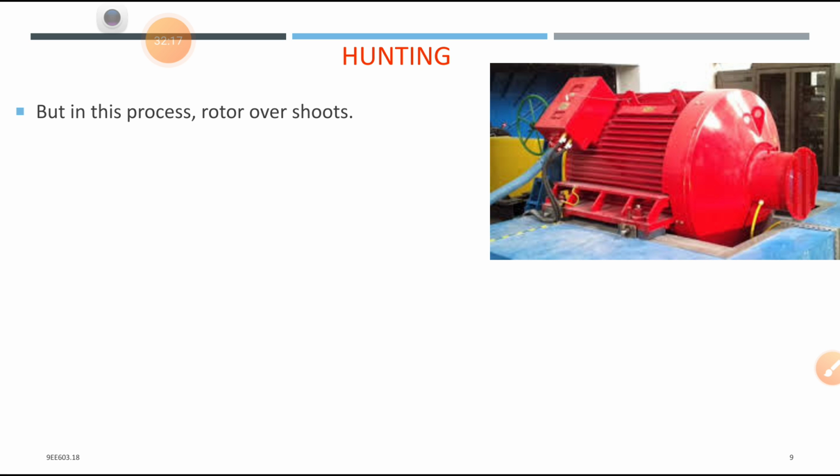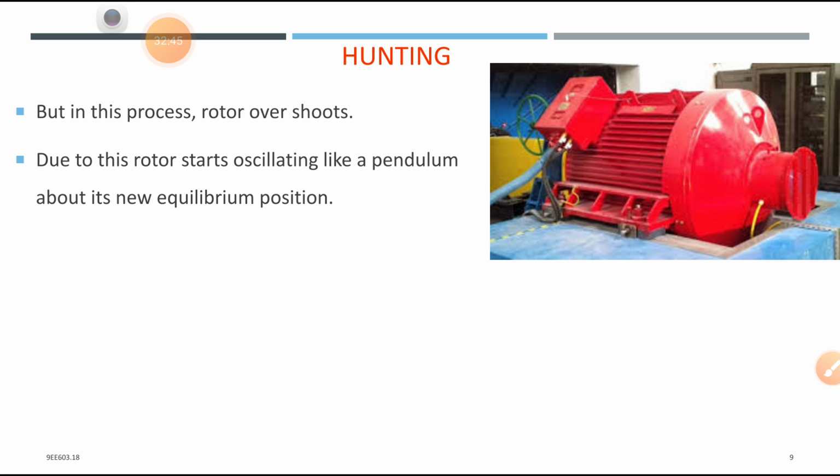This movement, in our case, is known as hunting oscillation. Here you can see our synchronous motor is a costly machine and it has a large size. The rotor experiences sudden increases and sudden decreases of load. So alpha changes, but in this process the rotor overshoots. Due to this, the rotor starts oscillating like a pendulum.